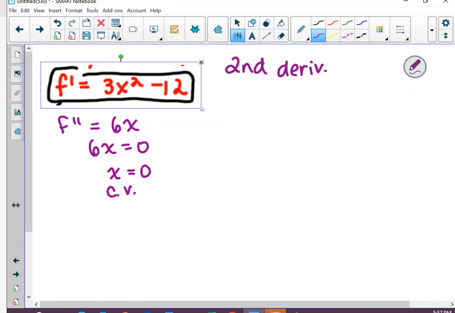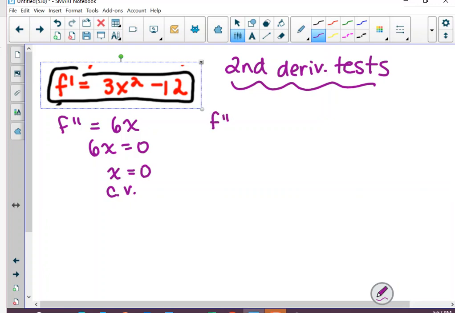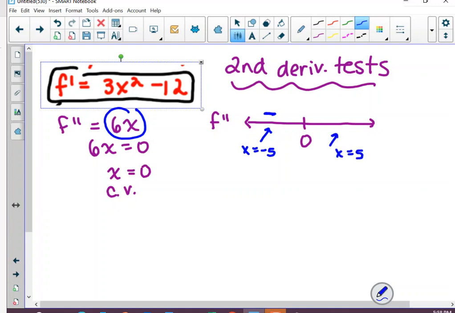And what we're going to do here is come up with the results of second derivative tests. Just like in first derivative tests, I can use a number line to organize my thoughts. I mark my critical number, in this case just the critical number 0, on the number line. I think about my second derivative. A negative number plugged into the second derivative will make a negative result. A positive number plugged into this second derivative will make a positive result.